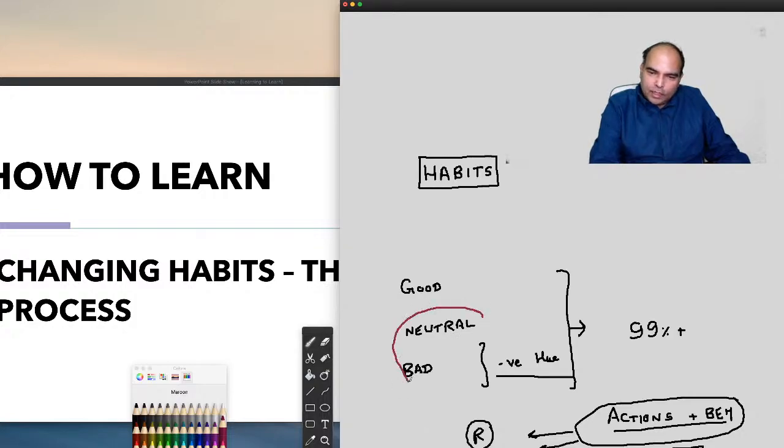So to understand how to change a habit, I would like to go back to a discussion we had about what habits were. And of course, when you're just trying to decide what to learn, we have already talked about identifying the habits you want to shift.